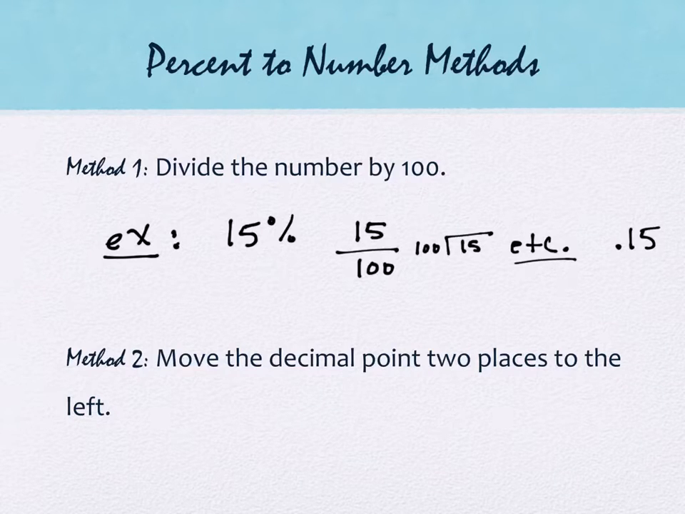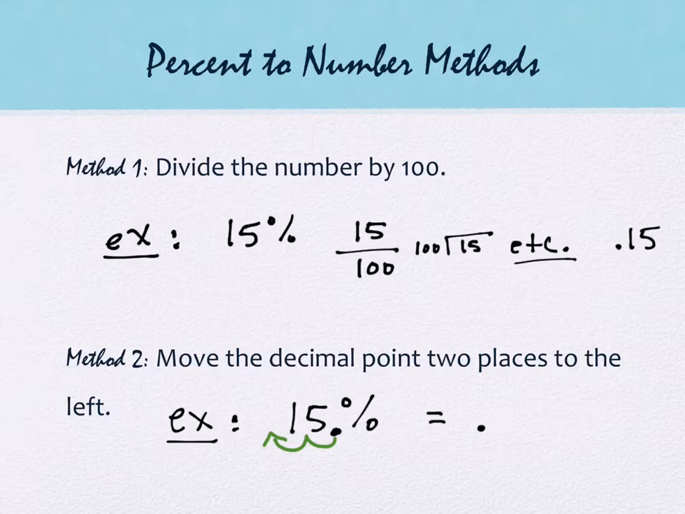More commonly, we see method 2 used, which is that you're moving the decimal point 2 places to the left. So again, if I had that same 15%, your decimal point right now is understood to be after the 15 because you don't see it. And if you move it to the left 2, you end up with 0.15, and then there's no more percent symbol on because it's no longer a percent.